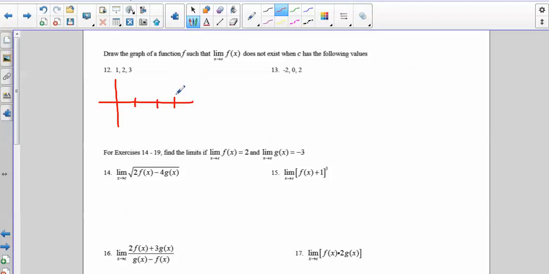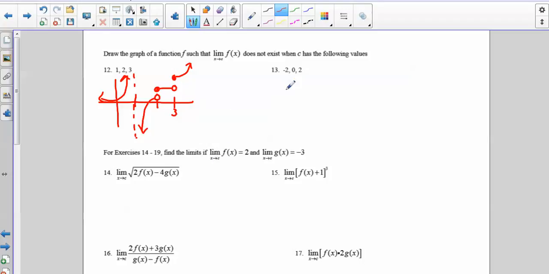And maybe at 3, I'll make a function where the left side and the right side don't match up. So say I do something like this. So at 3, I'm approaching different values from the left and from the right. And I can do something similar for 2, so that I'm going to approach different values and maybe even do something like this. And then if I want to create an asymptote at 1, I can show that because I'm going to infinity, this limit does not exist.